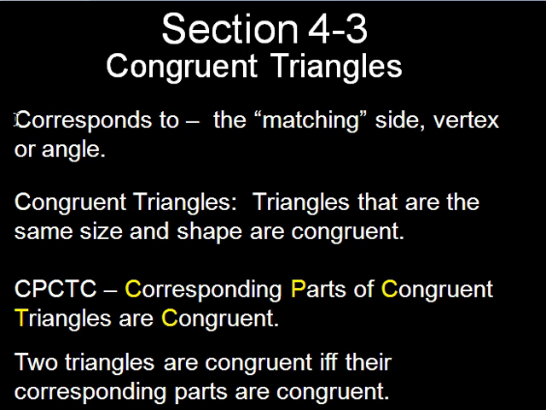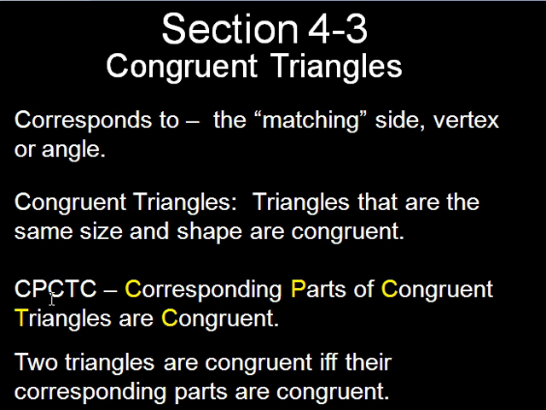When we say something corresponds to, it refers to the matching of the side, vertex, or angle of a triangle. So corresponding, it's in the same location, the sides, the vertex, the angles match up. Congruent triangles are triangles that are the same size and the same shape. Those two things have to be in place, the same size and the same shape. You can safely say two triangles are congruent.